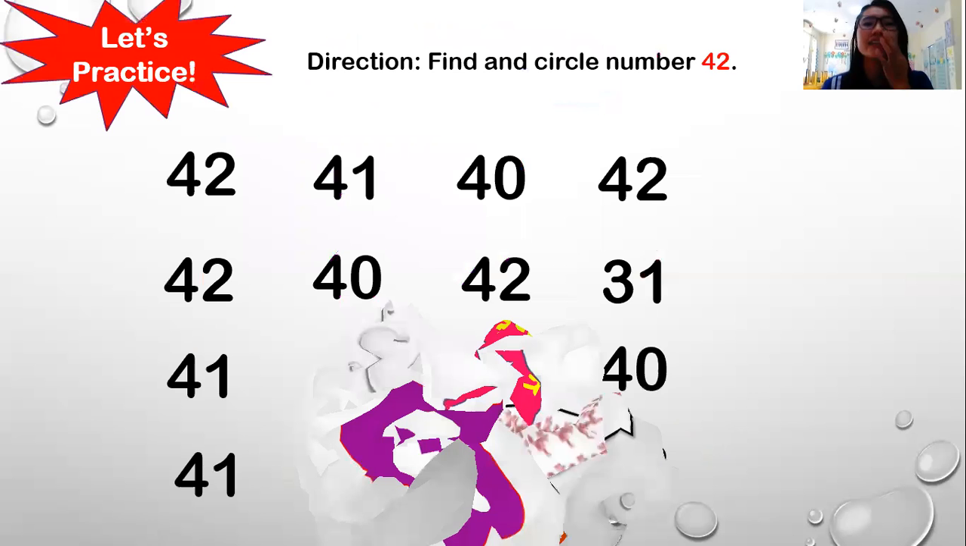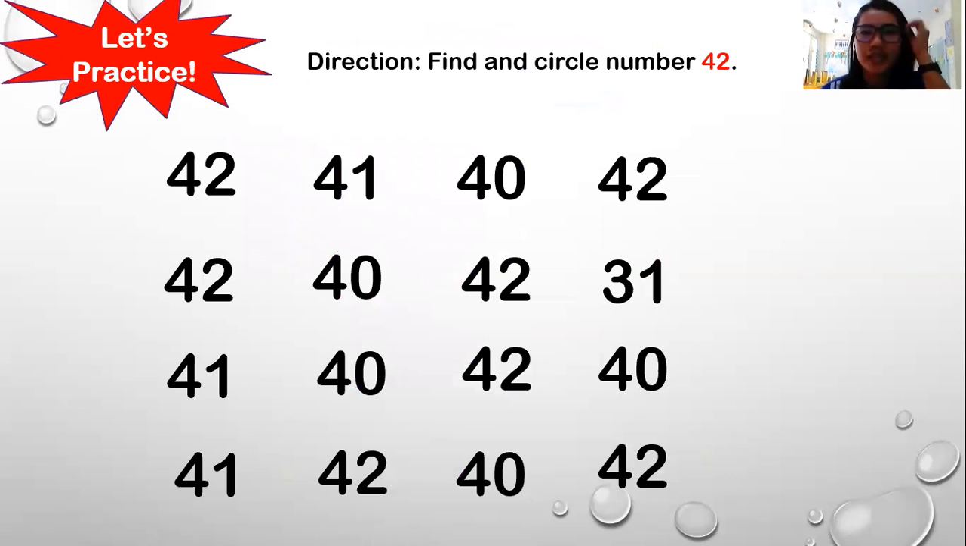Now, let's identify number 42, class. Direction: find and circle number 42. We have here sets of numbers, and we need to circle number 42. In the first row, there are two 42s. We have one there and one there. In the second row, class, we have two 42s in a row also. So we have 1 and 2.